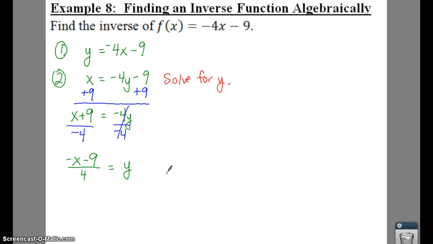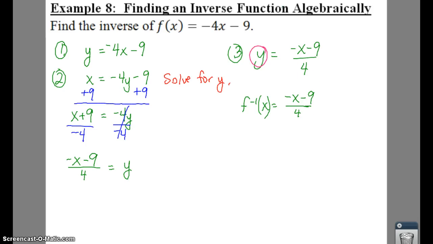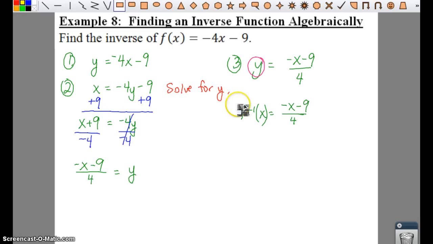Your third and final step is to rewrite your y equals negative x minus 9 over 4. We have to denote that it is an inverse somehow, so we need to change your y. We're going to turn this into f to the negative 1 of x, and that is equal to negative x minus 9 all over 4. So there you have it. There is your Algebra 1 and Algebra 2 way to find an inverse. Done.